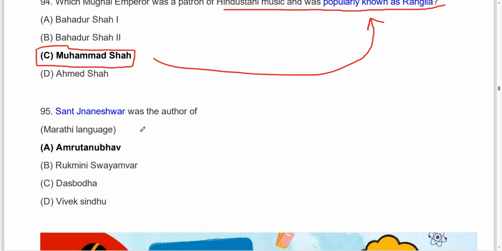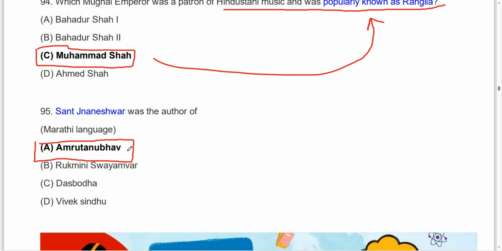Sant Janeshwara was the author of Amrut Anubhava. Okay, Amrut Anubhava is the proper pronunciation. So Saint Janeshwara or Gyanadeva was the author of Amrut Anubhava.